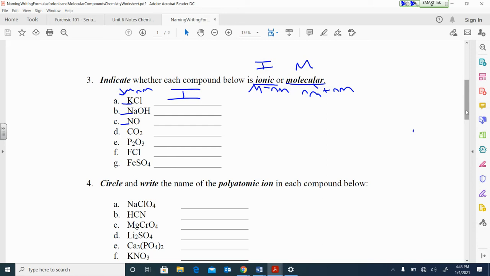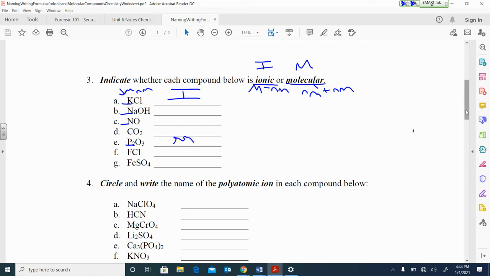I'm going to skip down to one that I know is molecular, being random. Okay, this one. So I'm going to look at P. P on the periodic table is phosphorus. Phosphorus is over near nitrogen, oxygen, sulfur, all things that sound like nonmetals. They are nonmetals. It's on the nonmetal side of the periodic table. So that is a nonmetal. And then O is oxygen, a nonmetal. So it's a nonmetal, nonmetal compound, making it molecular.